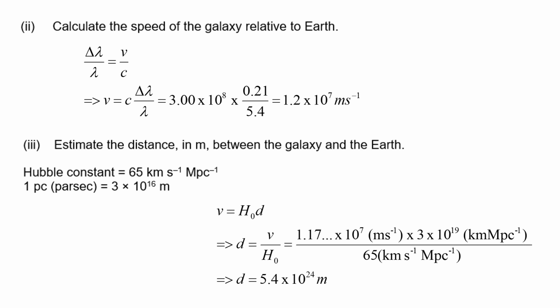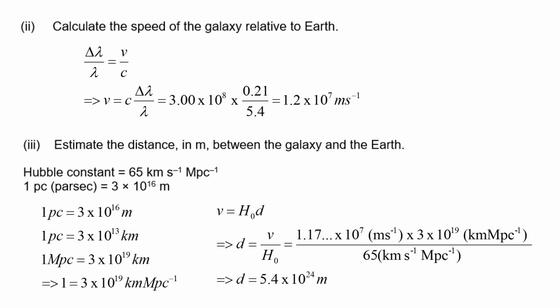What I'm going to do is convert 1 megaparsec into kilometers. So on the left-hand side, we can start with the expression they've given us. 1 parsec is 3 times 10 to the 16 meters. So we can turn that into kilometers. Then we've got in megaparsecs, so I'm going to times 10 to the 6. And then I'm going to rearrange it to make 1 the subject, and we'll see why I'm going to do that in a second. So we know 1 is equal to 3 times 10 to the 19 kilometers per megaparsec.